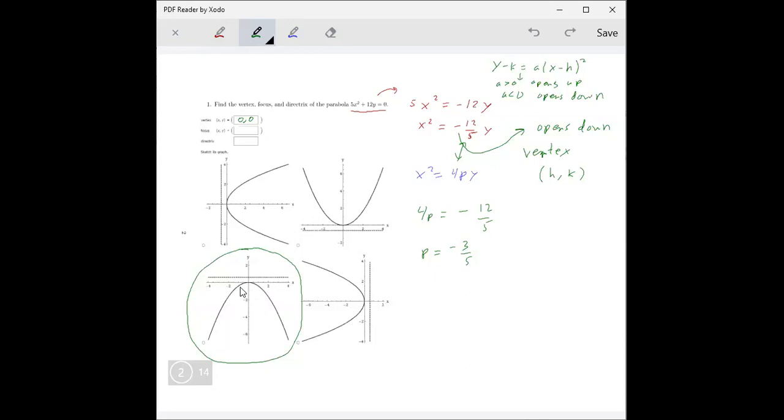Now, looking at the graph, since it opens down and the vertex is right here at 0, 0, you go down by 3 over 5. That is going to get you to 0, negative 3/5. And this will be the focus.